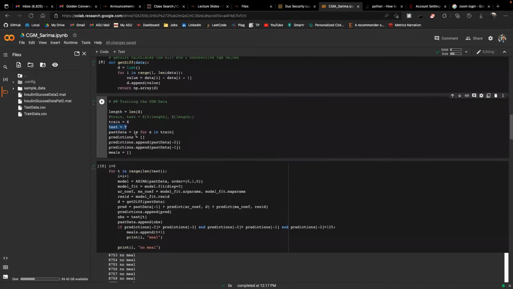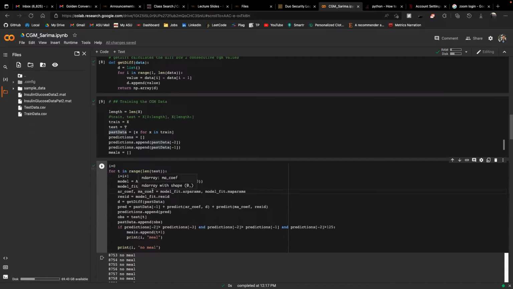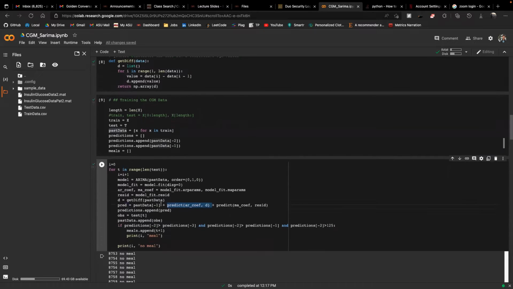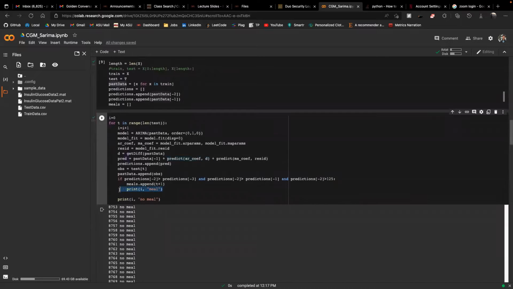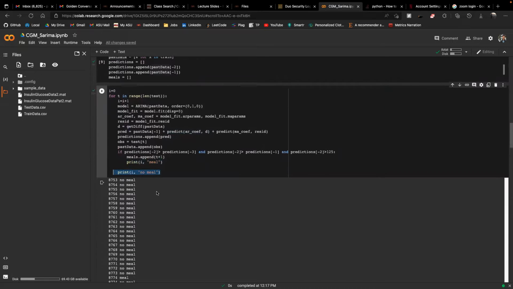The train data is stored in the past data, and this is then passed to the ARIMA function as a parameter here. After that, we are calculating the AR and MA coefficients here, and this spread is calculated based on the value returned by the predict function and the past data. So this is how we are able to figure out whether it was a meal or it wasn't a meal, and this is the output for it.